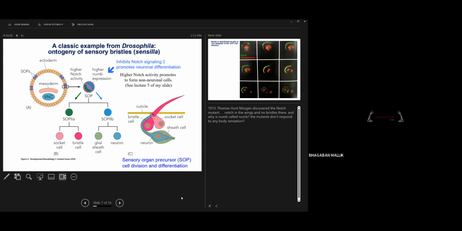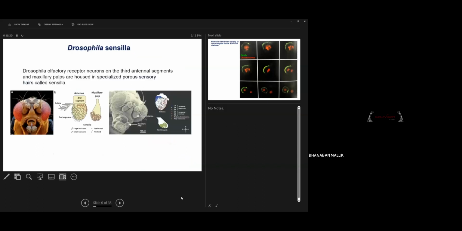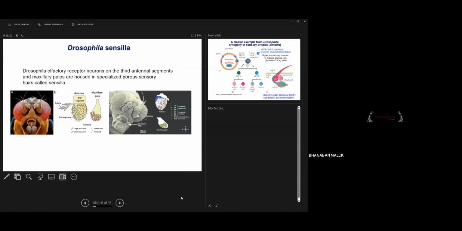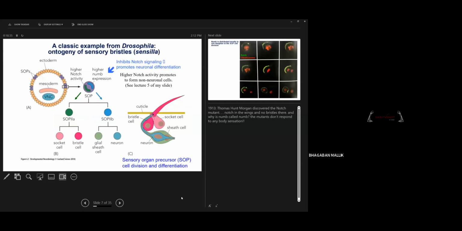So this is the diagrammatic representation of a sensilla that I have shown here. These are the sensilla, this spine-like structure. So the SOP, the sensory organ precursor cell division and differentiation, how it arises. It arises during the gastrulation phase of Drosophila embryogenesis.